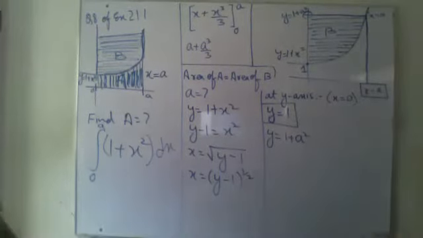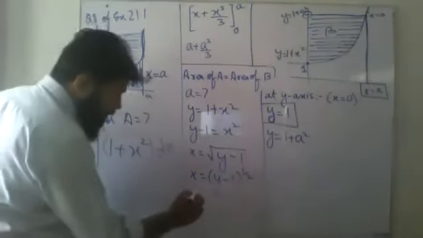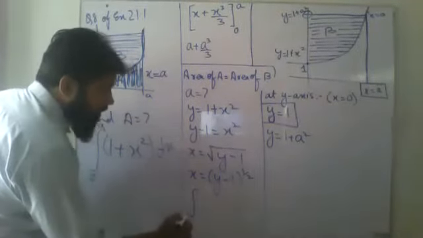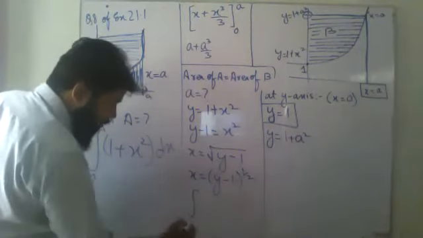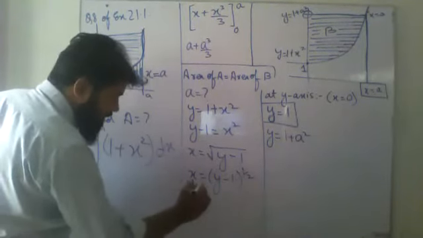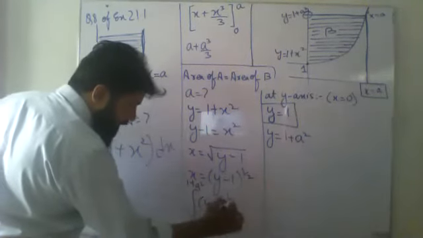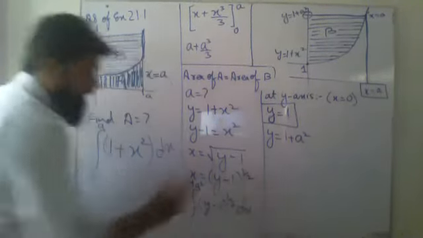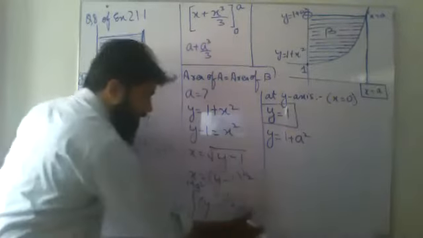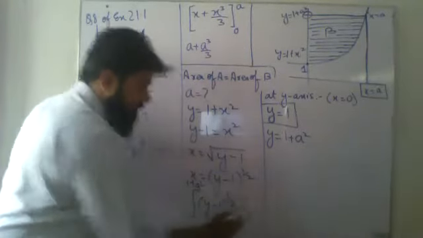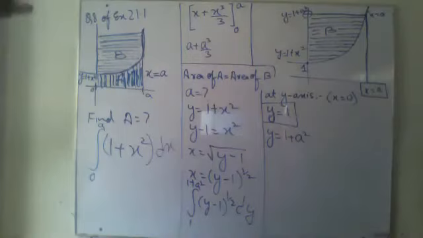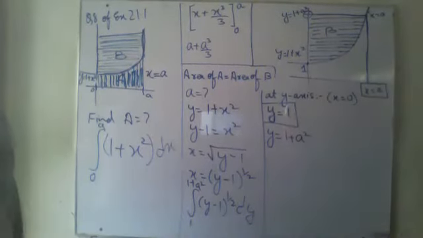So I have got my limits over here. I am going to integrate it from 1 to 1 plus a squared, (y minus 1) power half dx. Sorry, not dx, dy. And I'm going to integrate it, right?